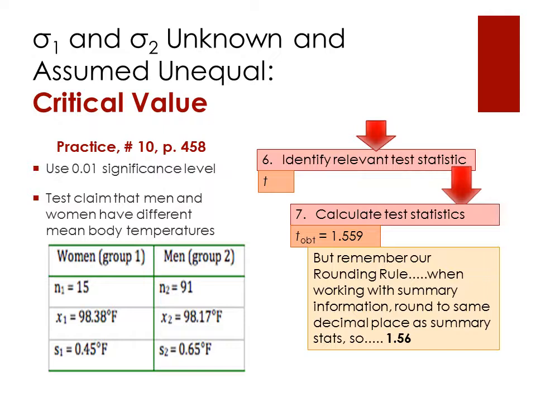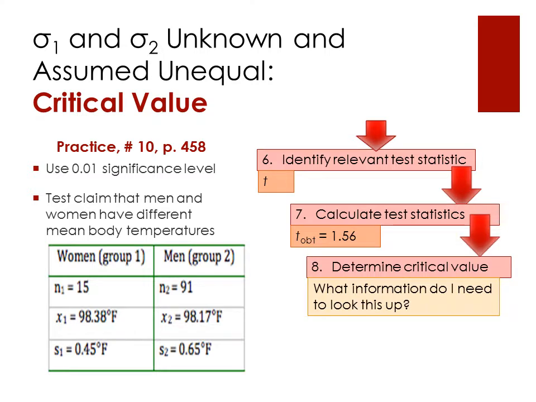Now notice I've actually put t OBT. That's another symbol sometimes I like to use instead of the test statistic. So you can be using any symbols you want, but again, I find it helpful to clarify between the t that I've obtained through my calculations and the t critical value that I'm looking up. If I don't distinguish between those two, it becomes very easy for me to become confused as to which one is which. So here we have our t obtained is 1.56.